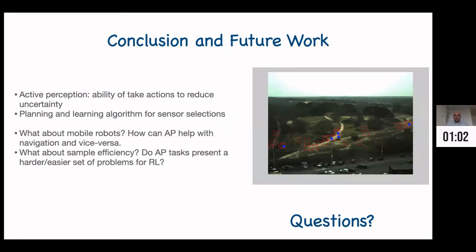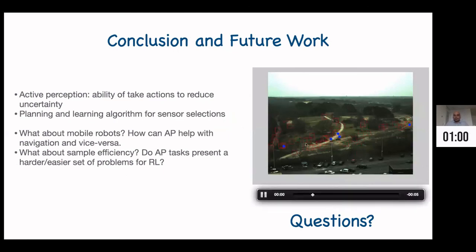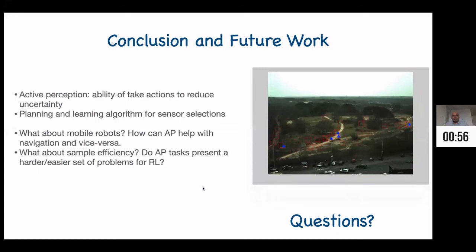So here I would like to draw a conclusion to my talk. What I tried to present was an introduction to active perception and the challenges associated with it. I also tried to present a planning and learning algorithm that addresses some of those challenges. However, I also think that it raises more questions than answers.